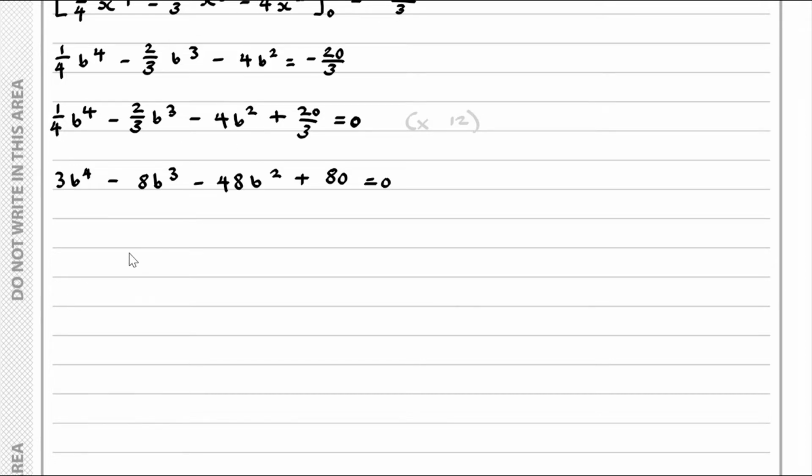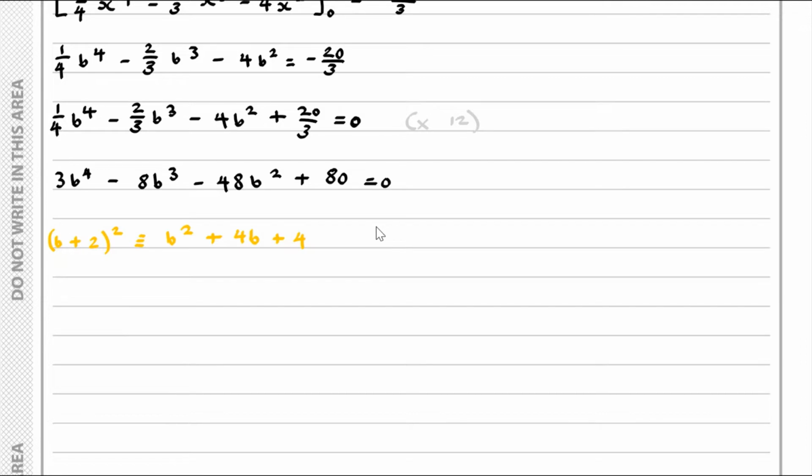So maybe if I write this down in a different colour. We've got this b plus 2 squared, which is equivalent to b squared plus 4b plus 4. The way we can do this actually is we can do 3b to the 4 minus 8b cubed minus 48b squared plus 80, divided by b squared plus 4b plus 4.